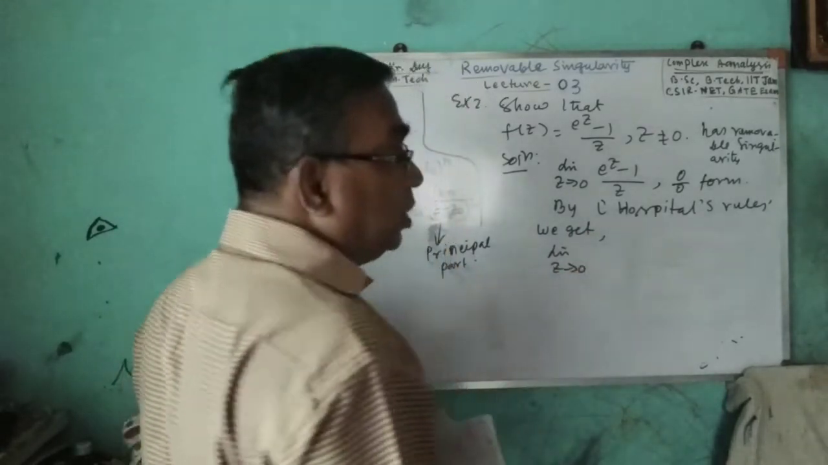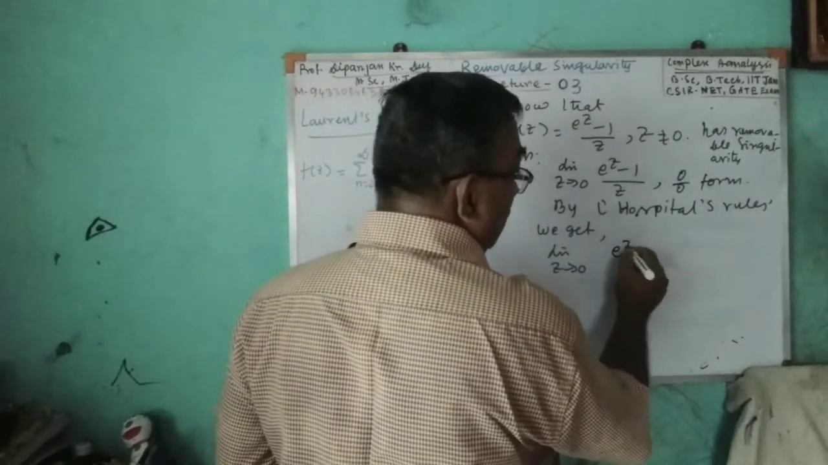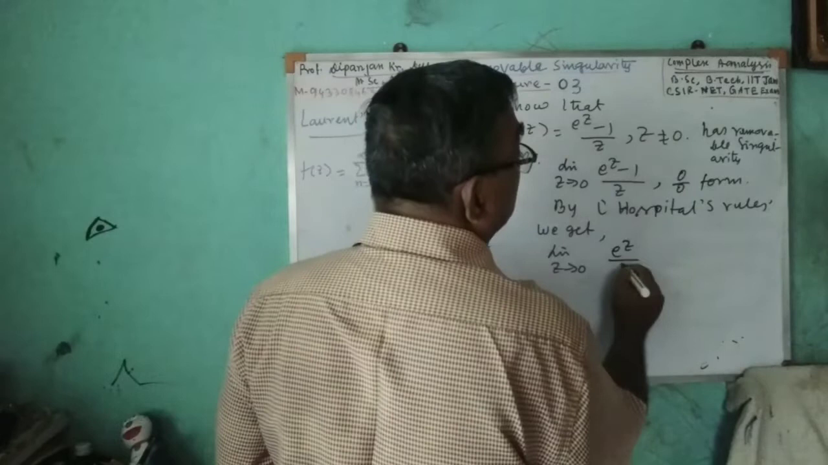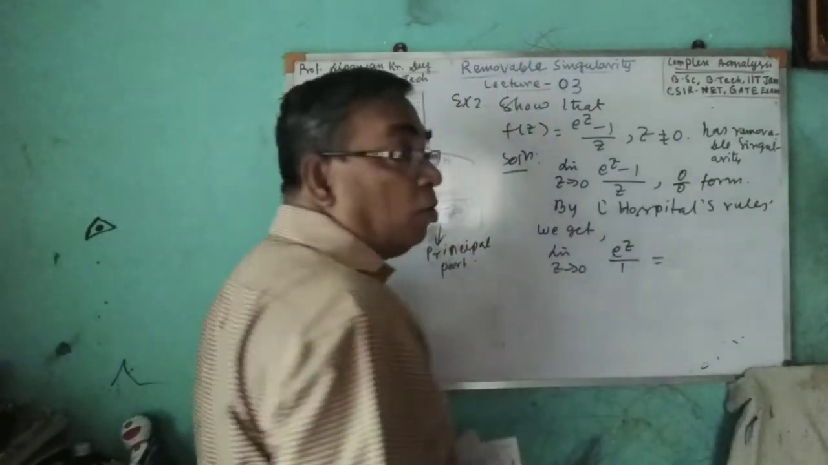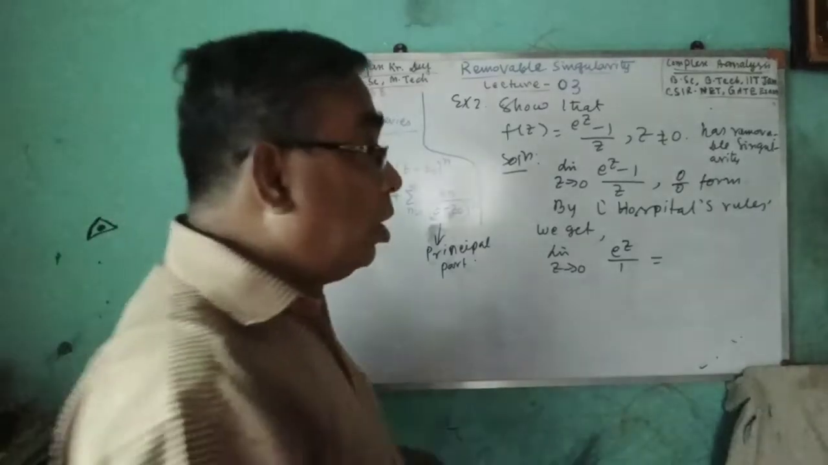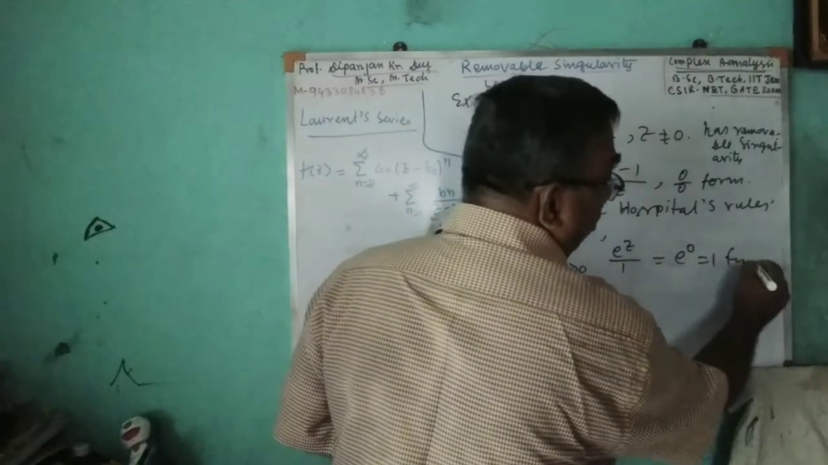You have to differentiate numerator and denominator with respect to z. So e to the power z minus 1, this is 0, by 1. If we put z tends to 0 now, it is not coming 0 by 0. So you can put the limit. So that is e to the power 0. Answer is 1. That is a finite value.